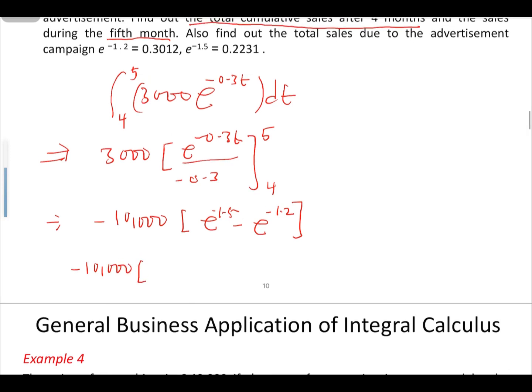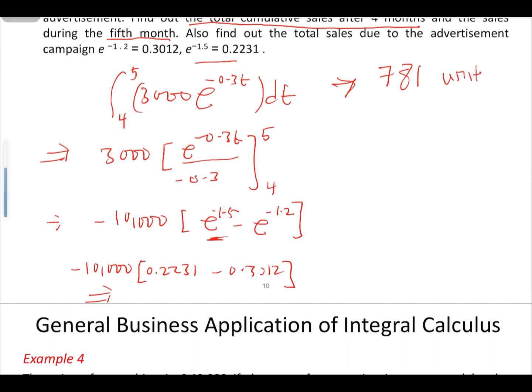multiplied by, if you look at the question, you were given that exponent negative 1.5, you should take it as 0.2231, and then exponent negative 1.2, you should take it as 0.301. So in this case, we are going to do some simple substitution over here, which is 0.2231 minus 0.3012. So doing our simplification or using a calculator to punch this one, you are going to get 781 units.